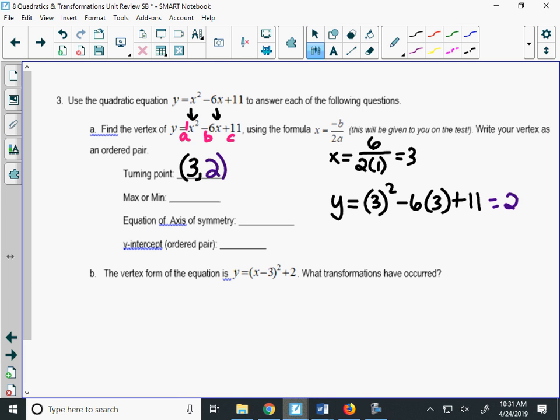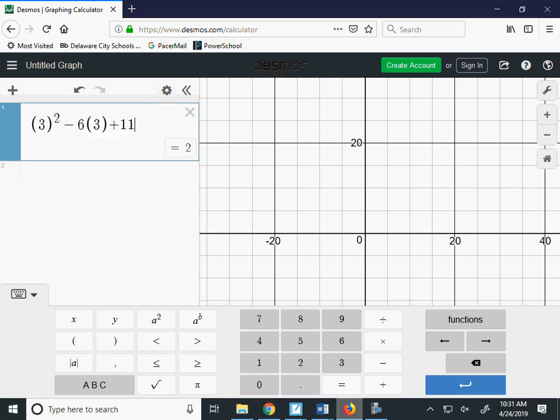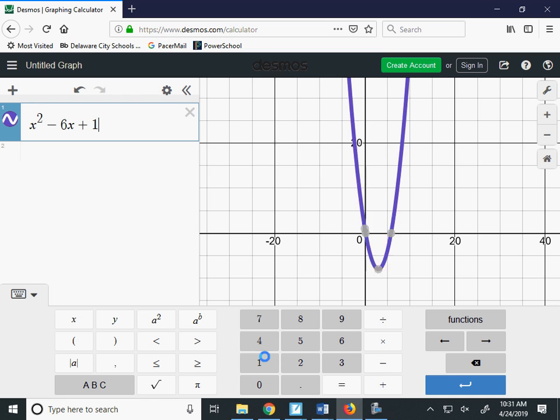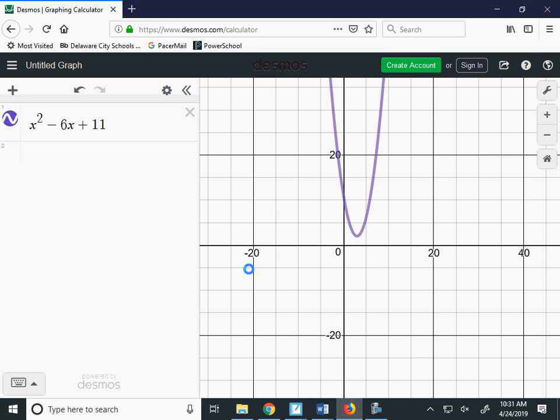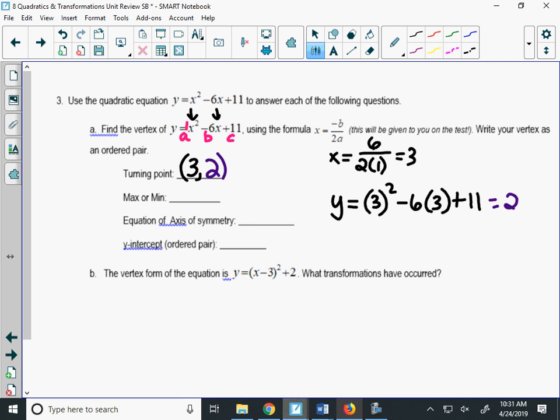Now, if you wanted to check your work, you could go ahead and graph the equation in Desmos. You see that the turning point here is at (3, 2), just like we had. Now, the graph here we can see has a minimum value. You could also tell that because the x squared here is positive, you know the graph will open up and it has the lowest point.